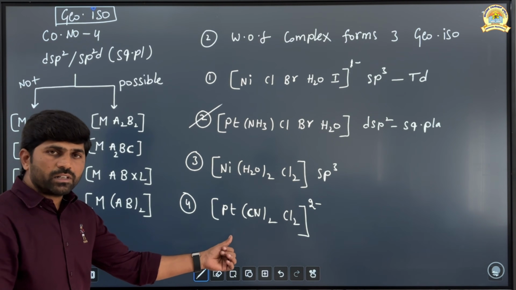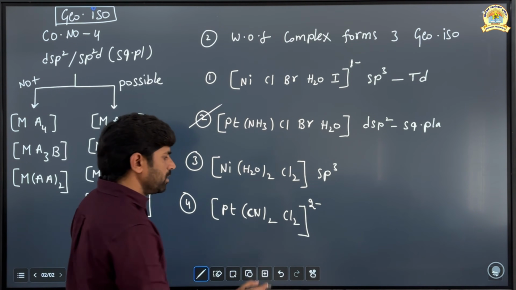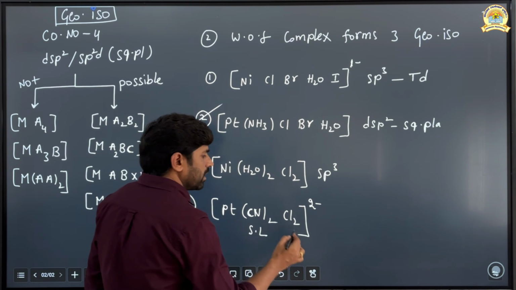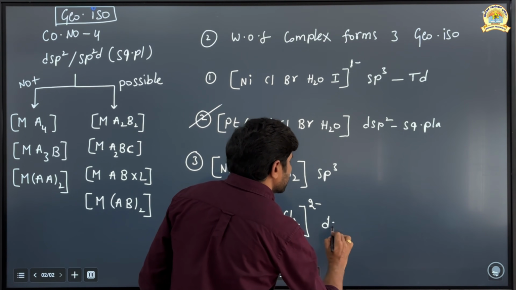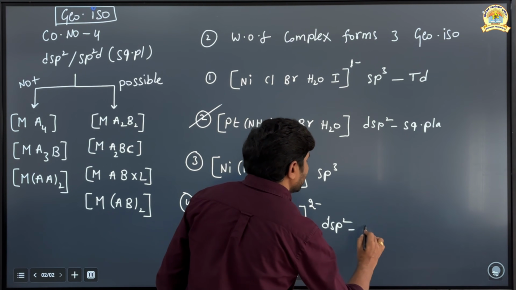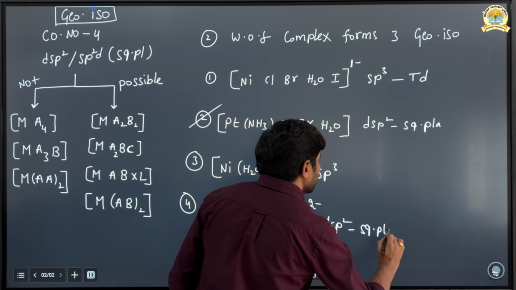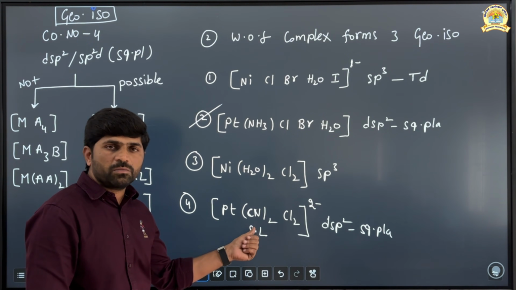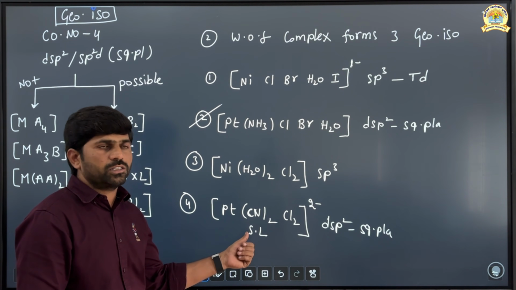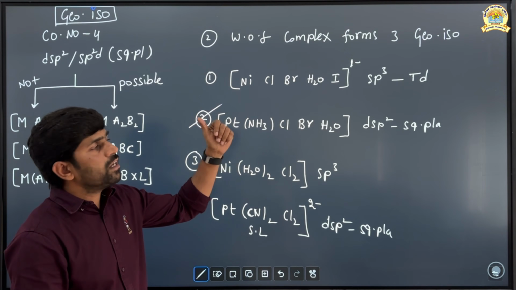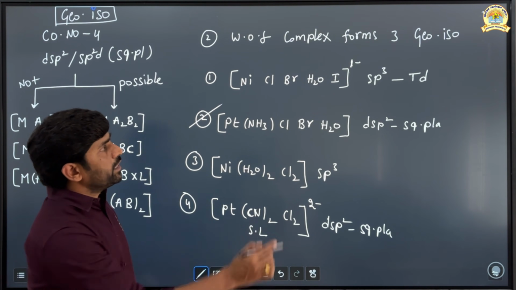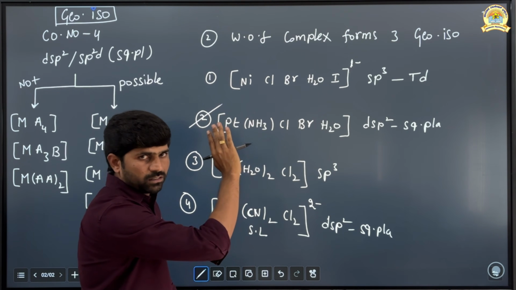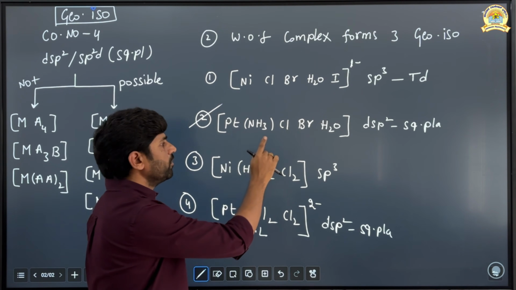Yes, it undergoes DSP2 hybridization because cyanide is a strong ligand. So this complex definitely undergoes DSP2 hybridization and has square planar geometry, but it forms only two isomers, that is cis isomer and trans isomer, not three isomers. But the question is asking for three geometrical isomers. Three geometrical isomers are only possible with four different ligands, coordination number 4 and four different ligands.